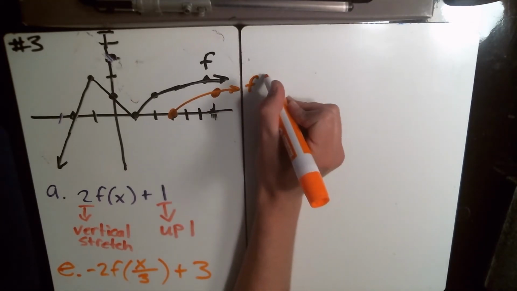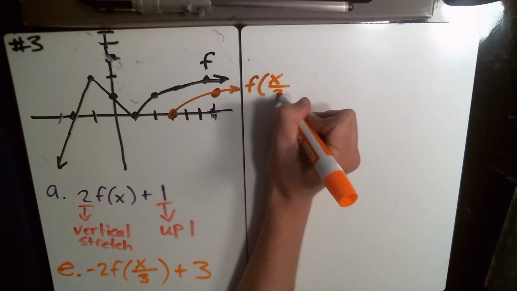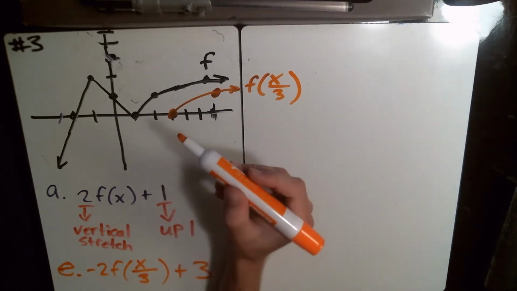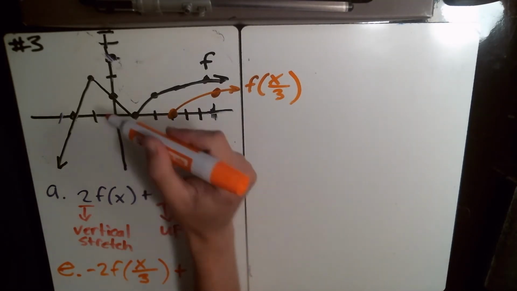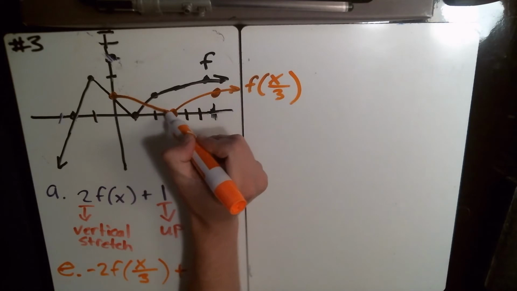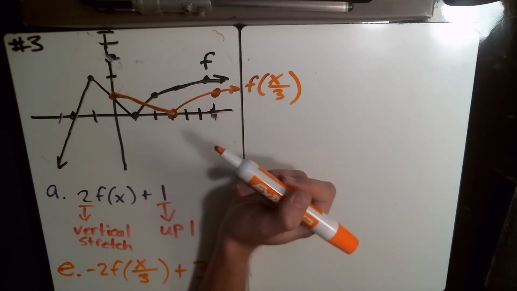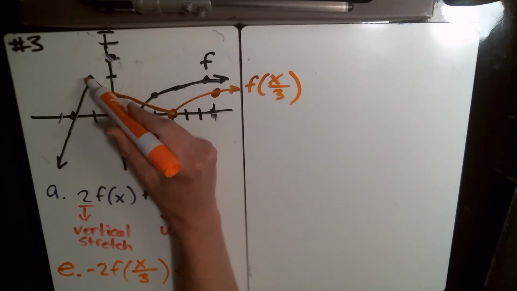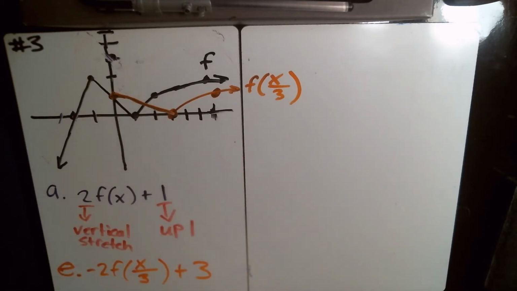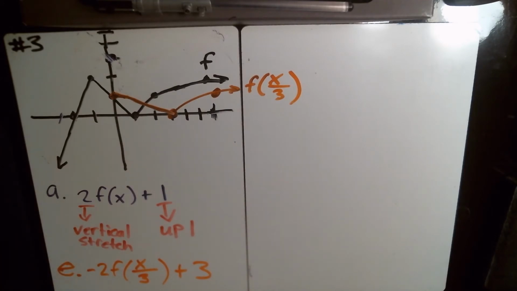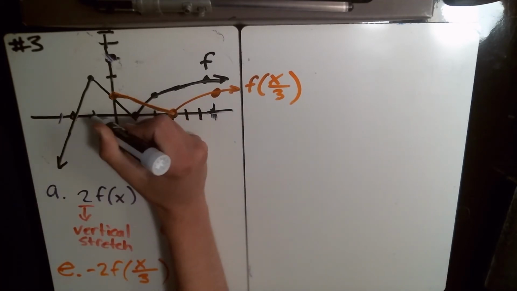So this is me graphing f of x over 3. This point stays the same because at 0 we're not doing anything, so we're going to have a straight line like that. This guy's going to be out here instead of at 1. That same point is going to be at negative 3, sorry. This is negative 1. We just times that by 3.